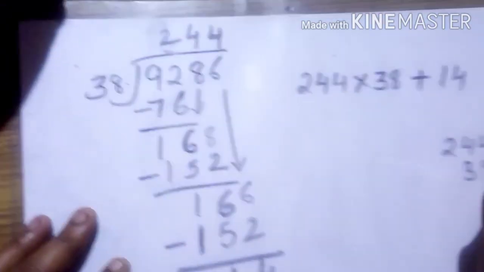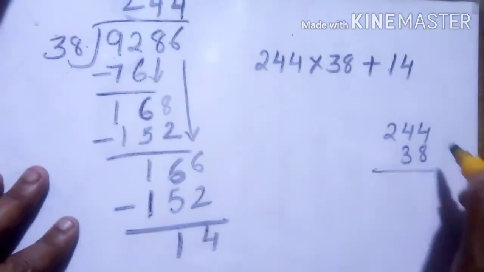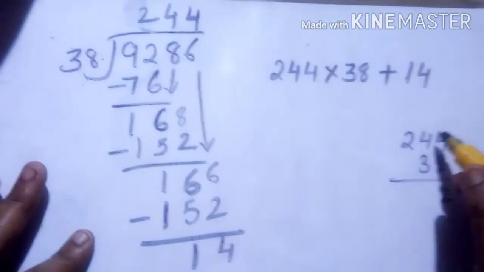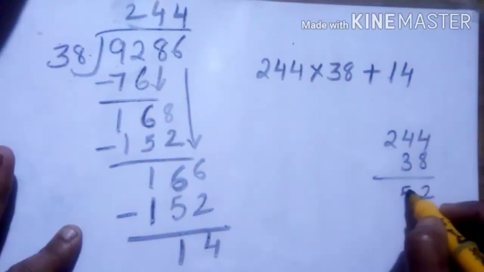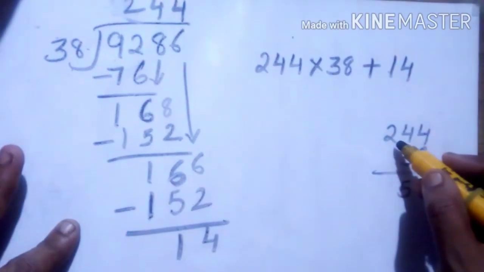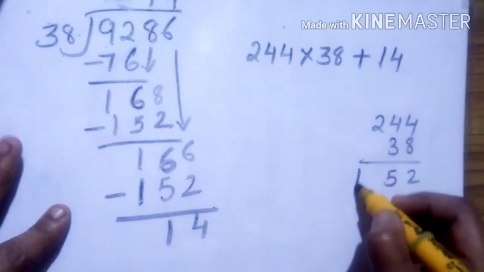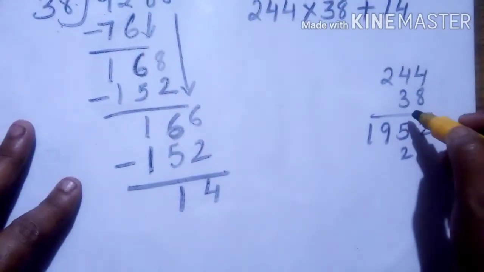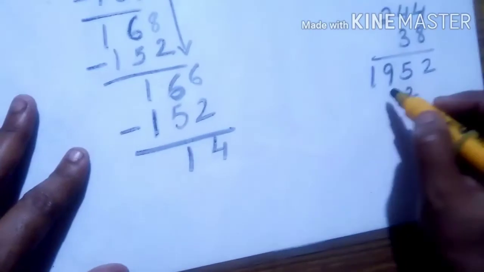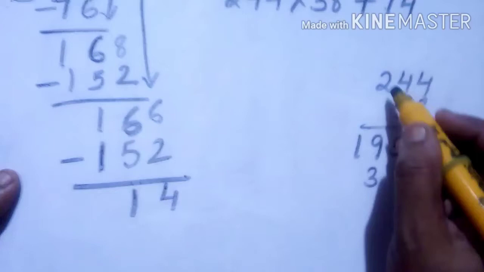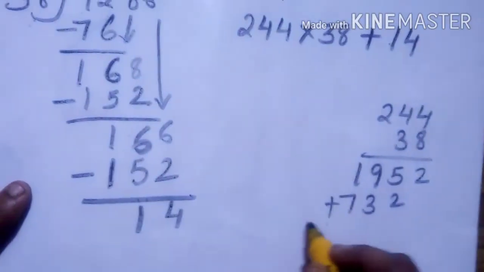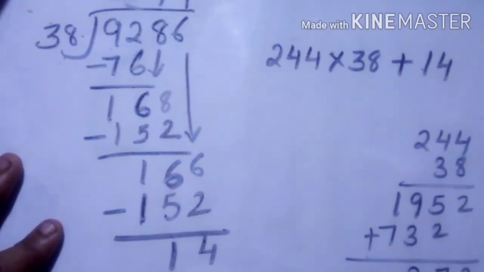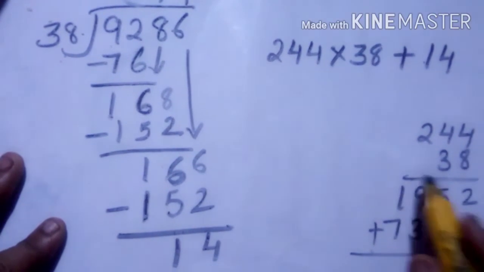244 into 38. 8 into 4 is 32, 3 carry 2. 8 into 4 is 32, plus 3, 35. 3 carry 5. 8 into 2 is 16, plus 3, 19. 4 into 3 is 12, 2, 1 carry. 4 into 3 is 12, plus 1, 13. 1 carry. 3 into 2 is 6, plus 1, 7. When you add this, you get 2. 5 plus 2 is 7. 9 plus 3 is 12. 1 carry. 7 plus 1, 8, plus 1, 9.